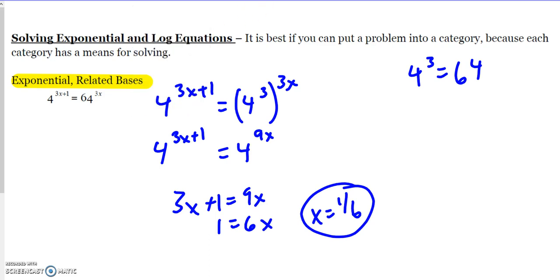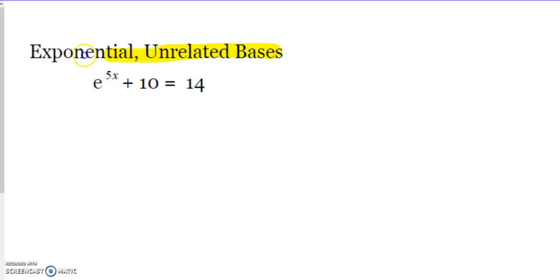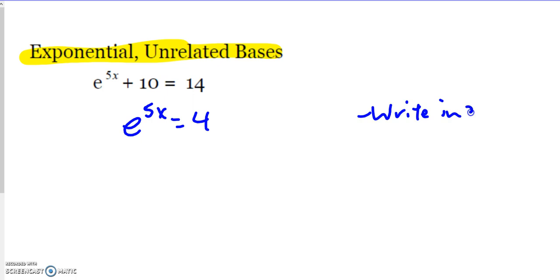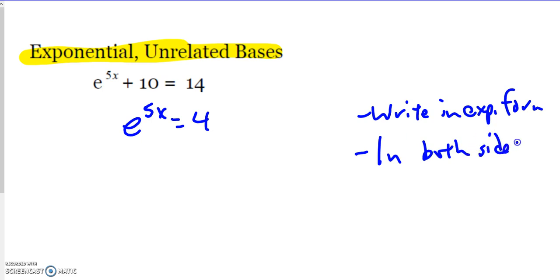Let's take a look where we have unrelated bases of exponentials. So again, for this one we want to think about what we can do here. Well, we want to write it in exponential form. So first we want to subtract over the 10. So again, write in exponential form. And then we're going to take ln, or you could take log of any base of both sides. But in this case, since we have base e, it definitely makes it a little bit shorter process if we take ln of both sides, because these have the same bases, so they're inverses of each other.